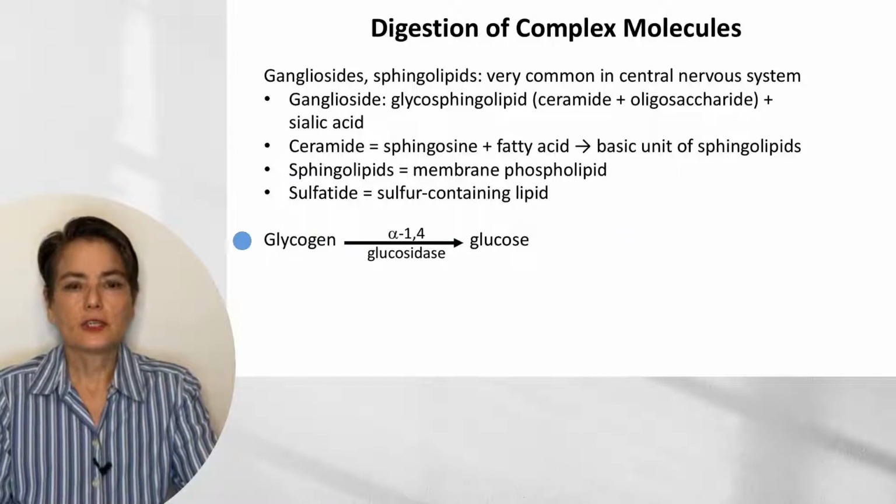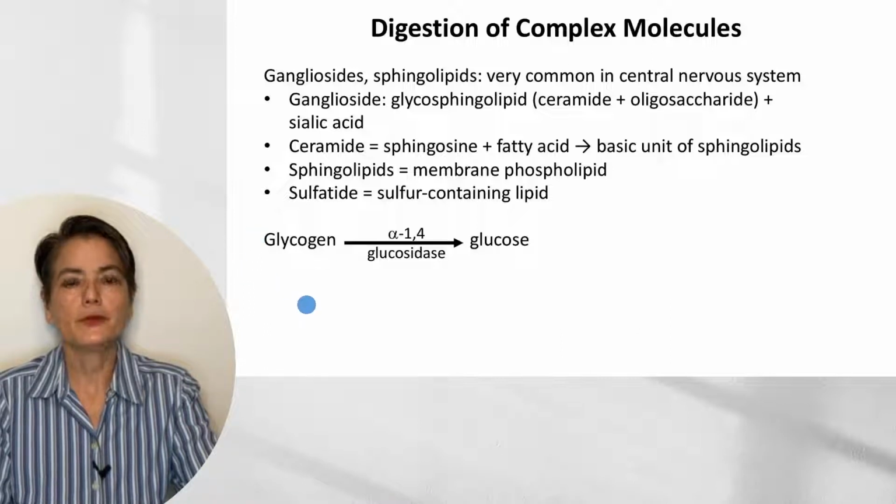The last entity I'll talk about in this video has to do with a glycogen metabolism issue. This is one of the glycogen storage diseases. It's Pompe disease, but it's also considered a lysosomal storage disease because this is a lysosomal enzyme which is deficient in that disease. So we'll talk about that at the end.